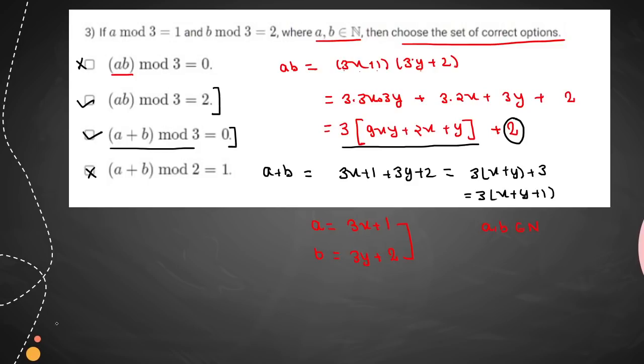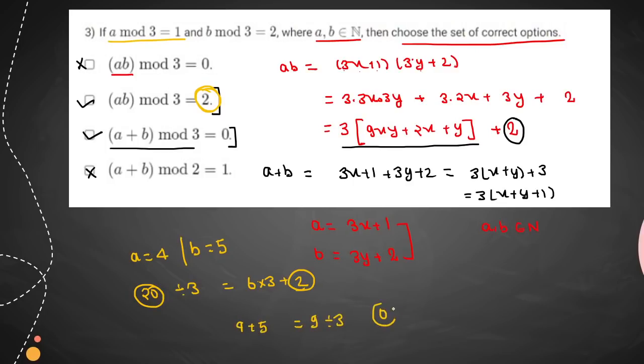If you are not satisfied with this answer, let us take one example. A mod 3 is equal to 1, so let us suppose A is equal to 4 and B is equal to 5. When B is divided by 3, it gives remainder 2. So AB will be equal to 20. When it is divided by 3, it gives 6 times 3 plus 2, so 2 will be its remainder here. And when added, 4 plus 5 is equal to 9, and when it is divided by 3, it has 0 as a remainder. So that's why this option is correct.